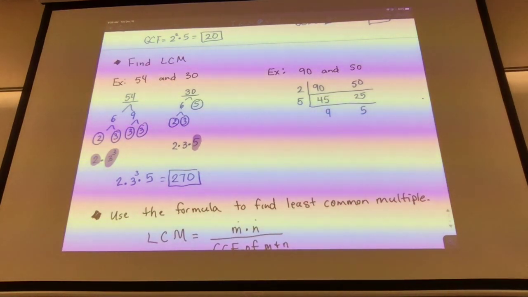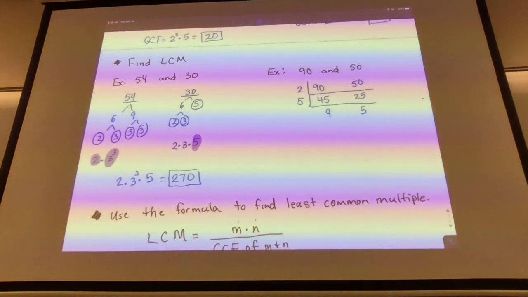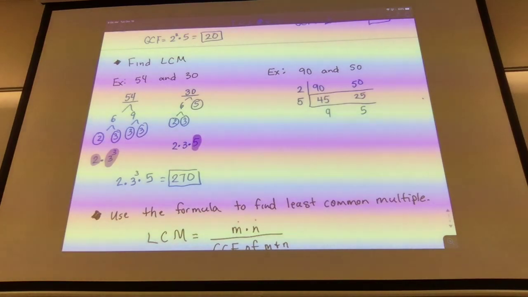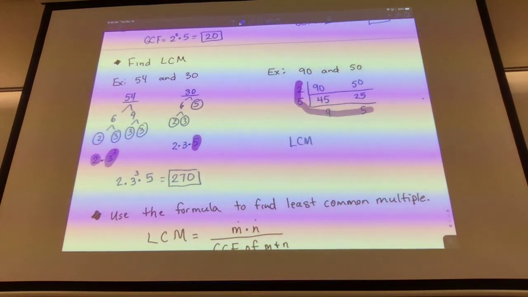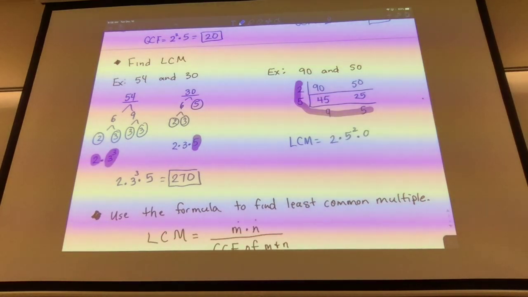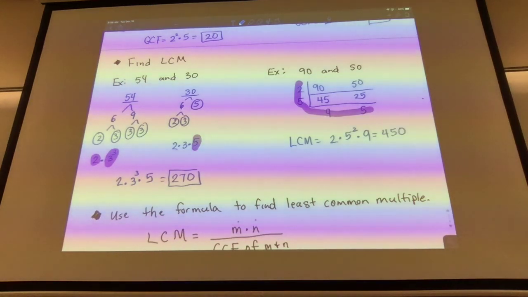For least common multiples, we use one of everything. So you're going to use the 2, the 5, and you'll have 5 squared, so we have all of this. So the least common multiple is 2 times 5 squared times 9, which is 450.